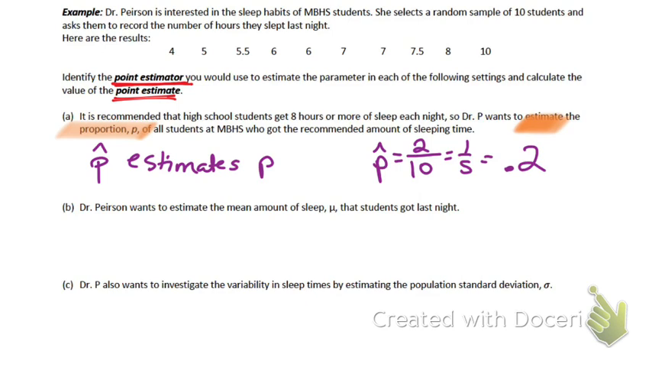All right, Dr. Pearson wants to estimate the mean amount of sleep, mu, that students got last night. So what point estimator are we going to use to estimate mu? Perfect, you got it. X bar estimates mu. So we need to know the point estimate, the actual value of X bar. So we have to calculate the mean of these 10 numbers.